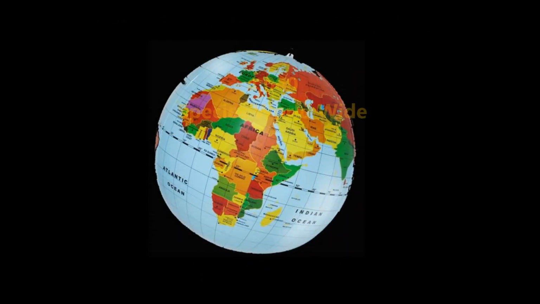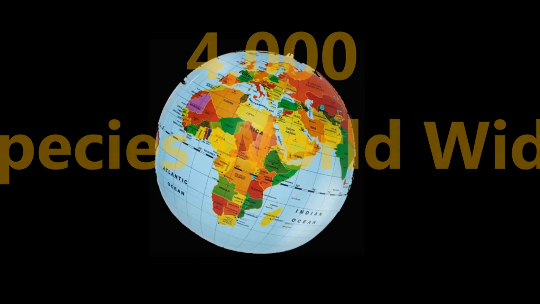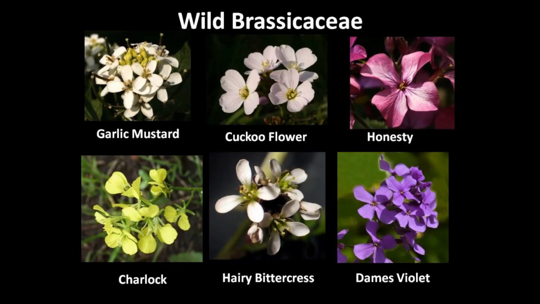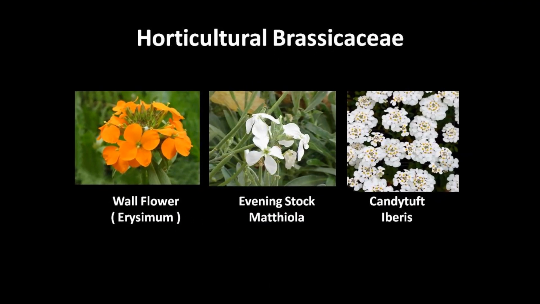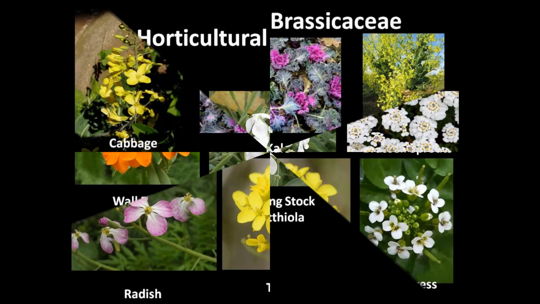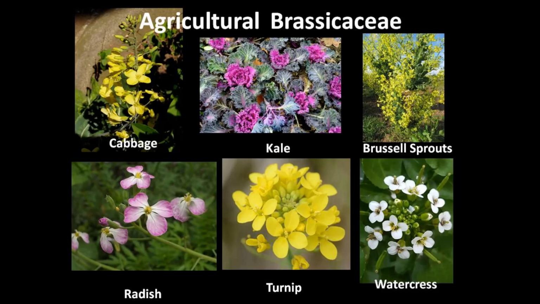There are approximately 4,000 species of Brassicaceae worldwide, predominantly in the Northern Hemisphere. In today's video, we will be looking at the very general features and characteristics which we can commit to memory and apply in the field to determine the plant family. The following slides depict the range of the Brassicaceae seen in the wild, in a horticultural setting, and most importantly, in terms of agricultural importance. Those plants include cabbage, kale, Brussels sprouts, radish, turnip and watercress.